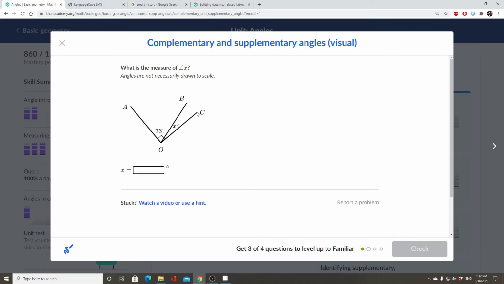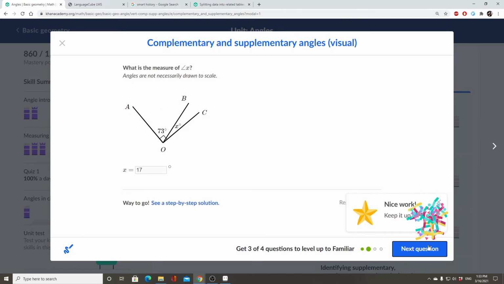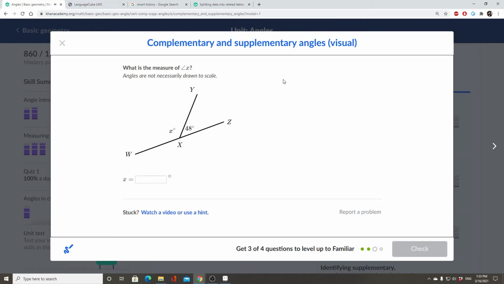What's going on here? Okay, so anyway, back here, 73. 90 minus 73. Well, 90 minus 70 is 20. Then minus 3 is 17. Right? 17? Okay. Hey, look at that. Okay, that's great.